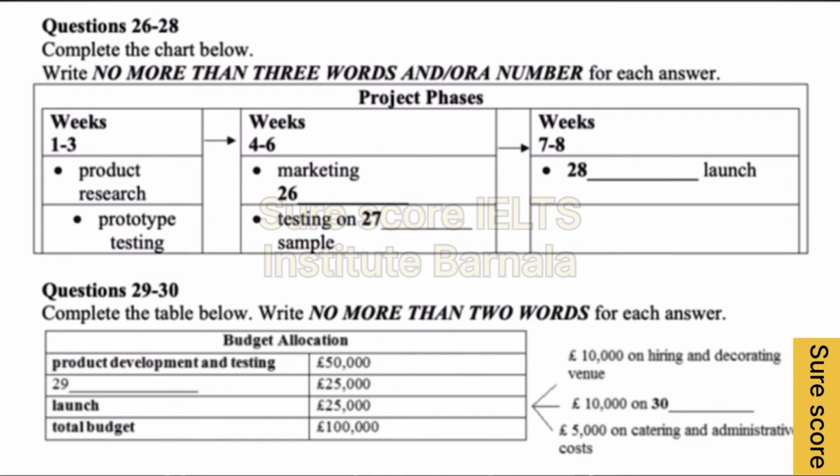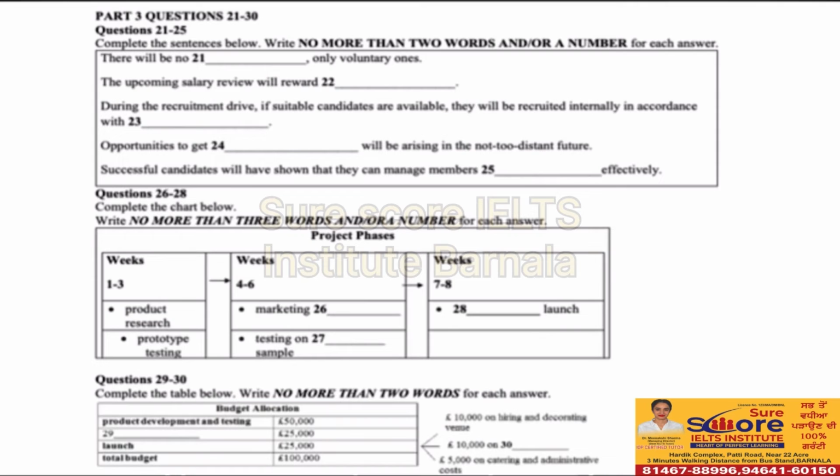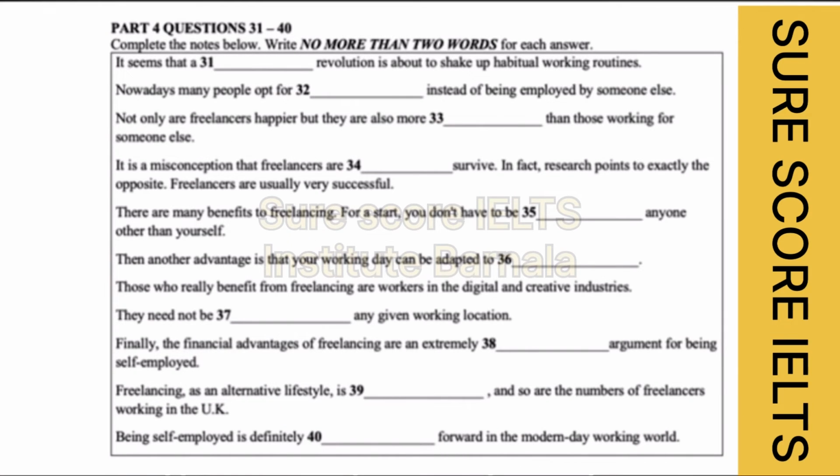That is the end of part 3. You have half a minute to check your answers. Now turn to part 4. Part 4. You will hear part of a careers advice talk on working freelance. First, you have some time to look at questions 31 to 40.